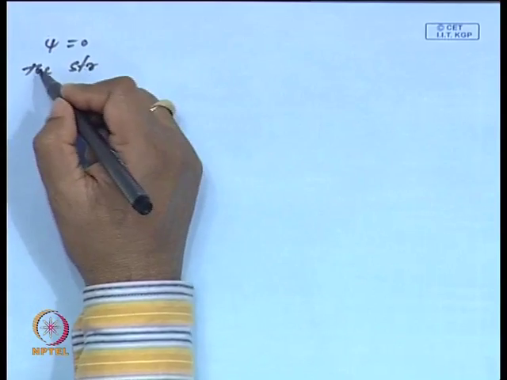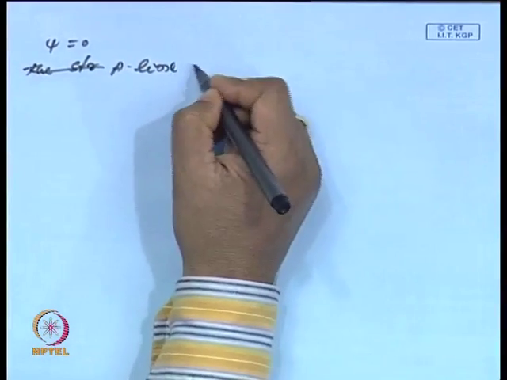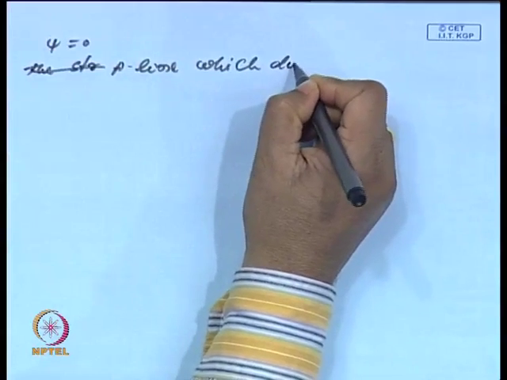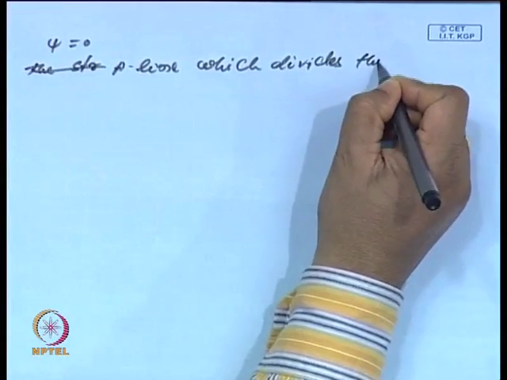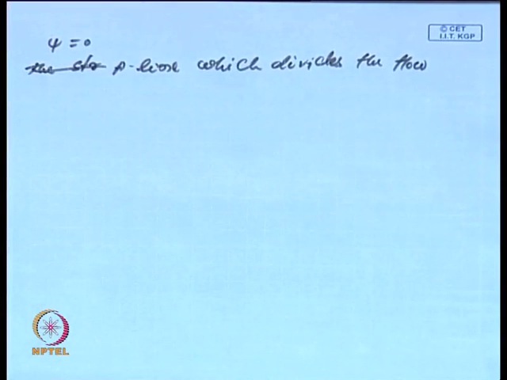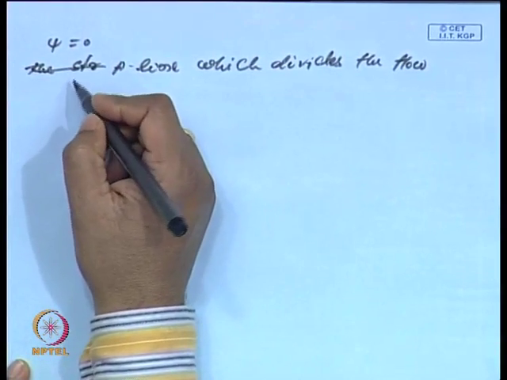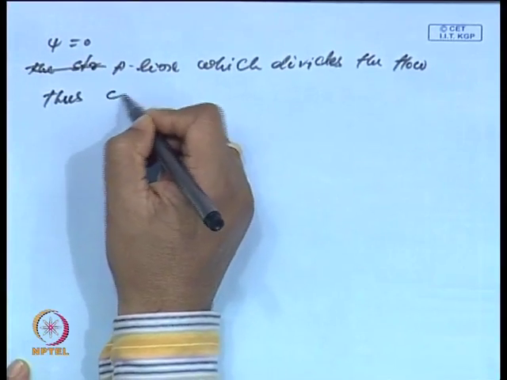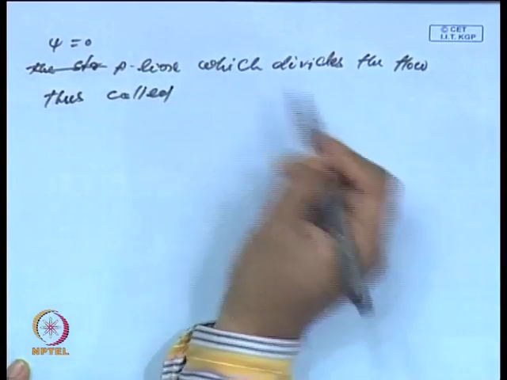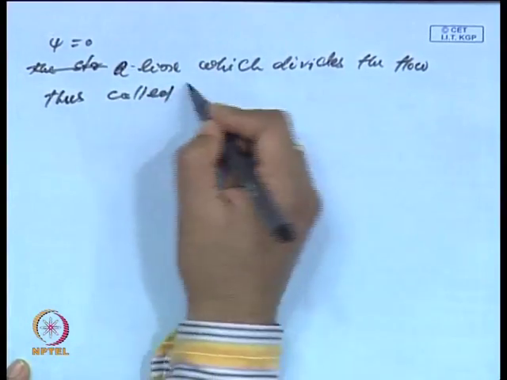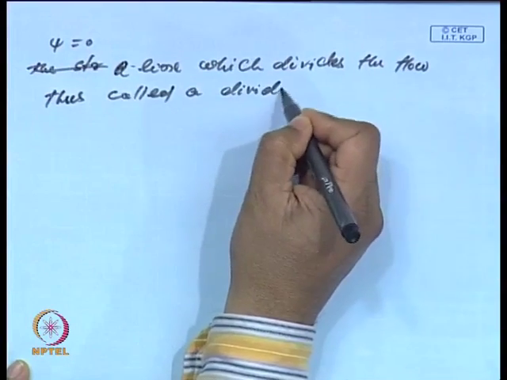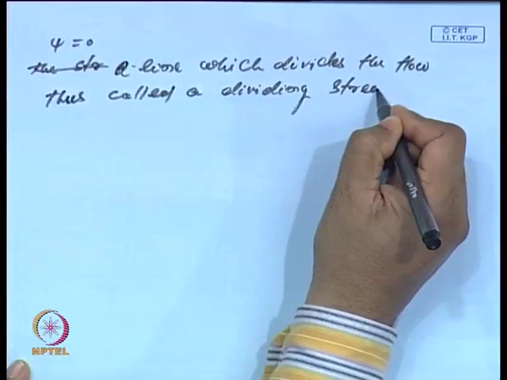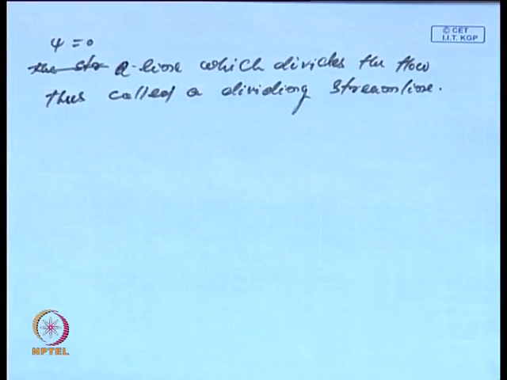It is basically a line which divides the flow. Because since psi is equal to 0, it is a streamline, there will not be any flow across this line, and hence this line is called a line which divides the flow, and is thus called a dividing streamline. This is called a dividing streamline.